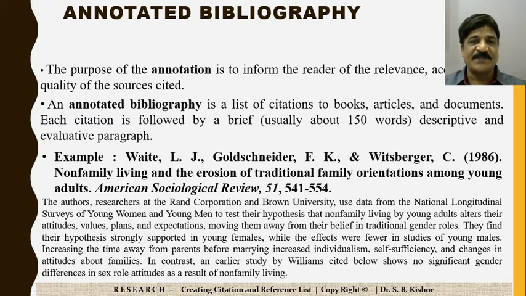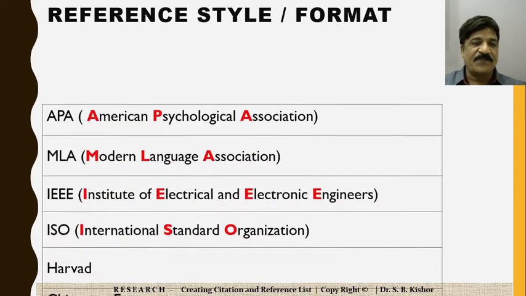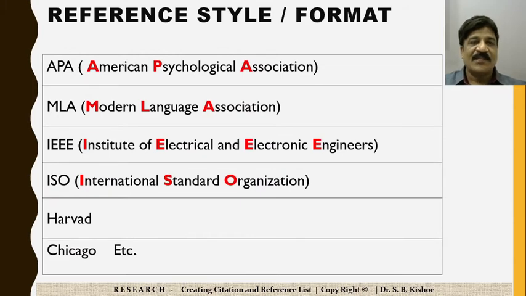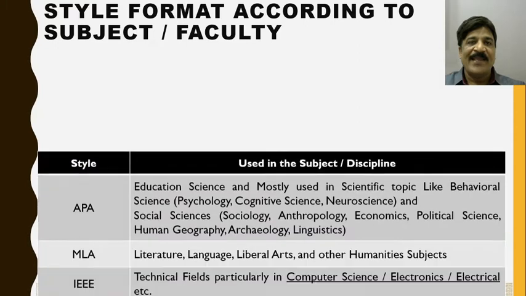So that is the idea behind annotated bibliography. Now, what are the reference styles that we have? There are a number of styles that we can use. APA is the American Psychological Association, then we have MLA, then IEEE, then ISO, then Harvard, and Chicago. So there are a number of styles available. Now the question arises, which style should I follow? Based on your subject or the faculty to which you belong, you may follow any one of them.